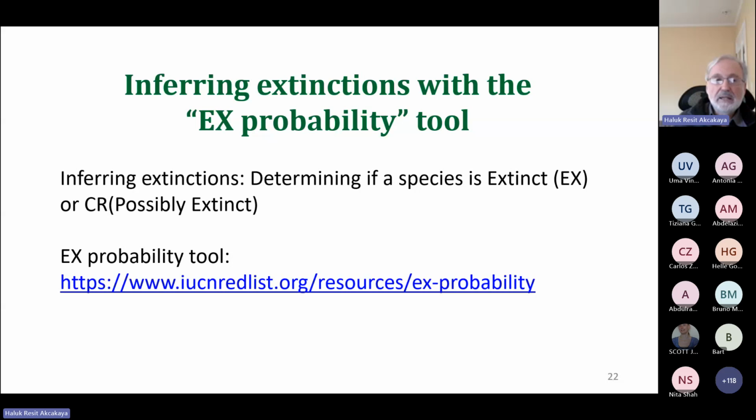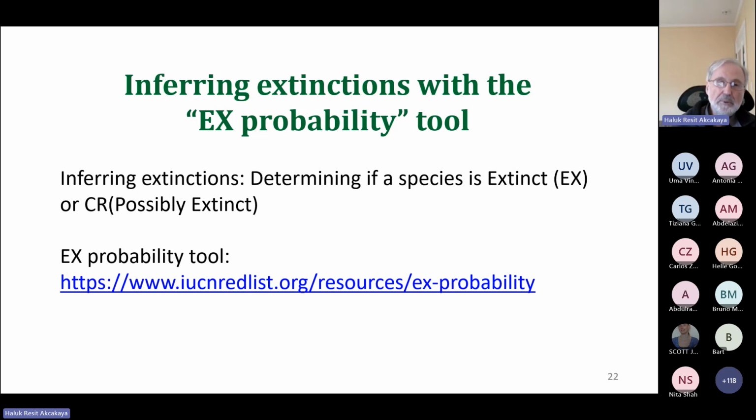Okay, next, inferring extinctions with the Extinction Probability Tool. This is a rather new addition to the guidelines since about 2020. Because of that, I want to just briefly mention it. What we mean by inferring extinctions is to determine if a species is extinct or critically endangered, possibly extinct.